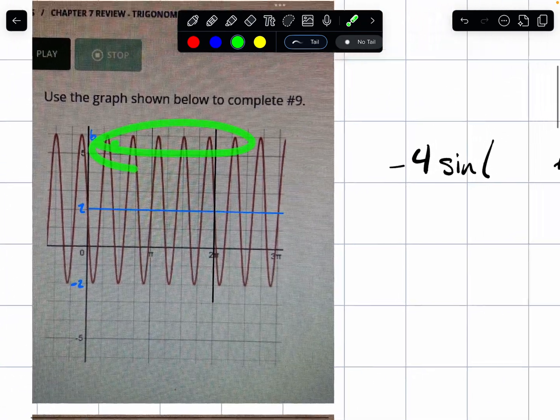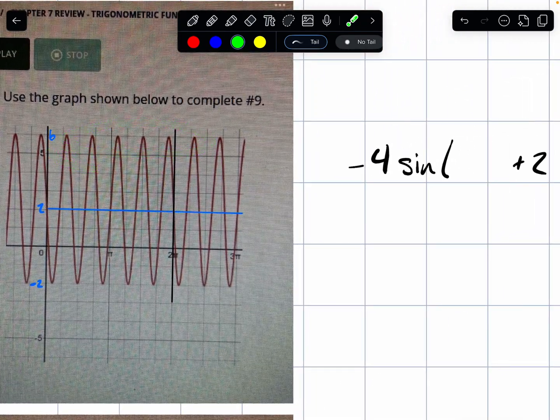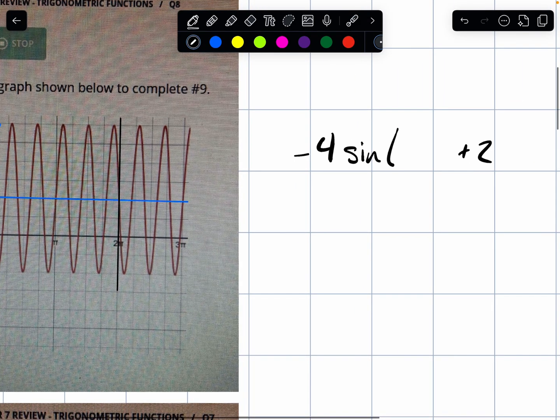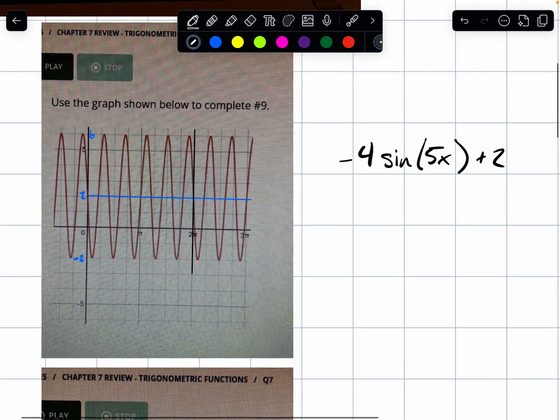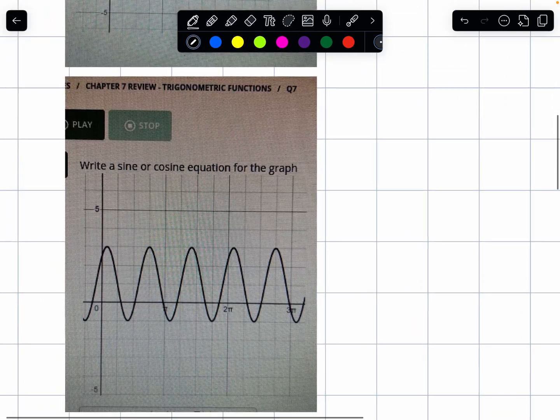So my input value needs to increase 5 times as fast. That's how I like to think about it. So this is going to be 5x. And we could go into Desmos in a half a second and kind of show that these are the correct solutions. Now for the trickiest one.